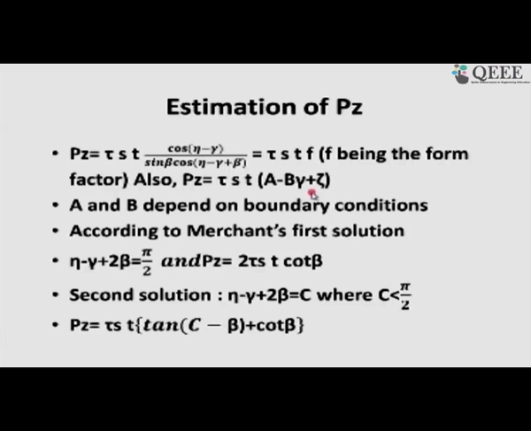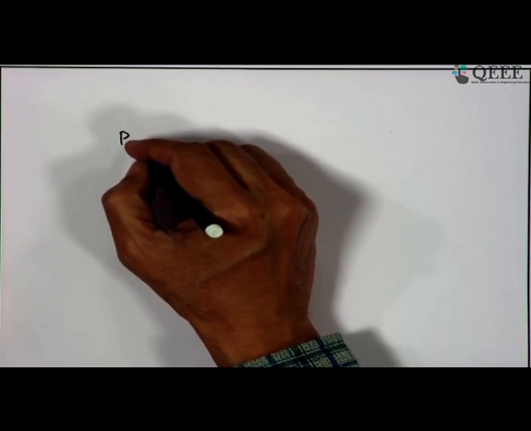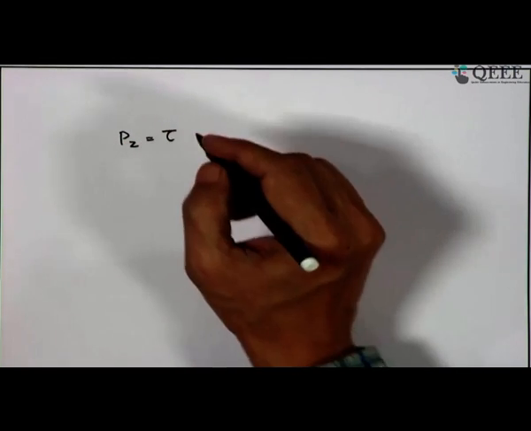What is the assumption in that? Let us discuss a little on this topic, that it is actually the expression for Pz. What is the expression for Pz? We write it again here, Pz is equal to tau.